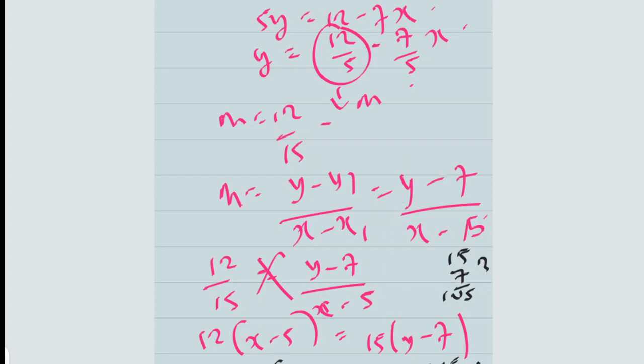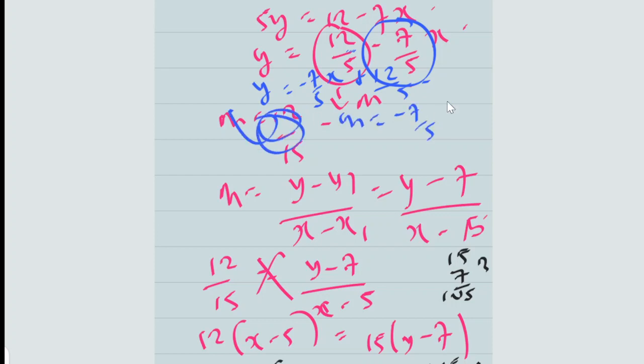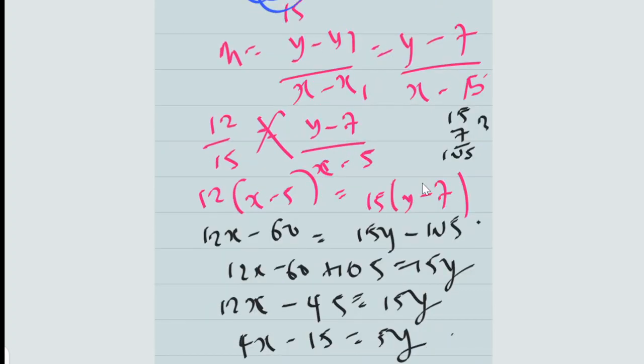Yeah, I think I made a mistake. I'm sorry. When I was taking my slope here, my slope should be minus 7 over 5, not 12 over 5. Because your slope will be the coefficient of x. Your y will be minus 7 over 5x, which will now be your slope, plus 12 over 5. I'm sorry, please. So your m is what? Minus 7 over 5. So then we must have minus 7 over 5 here.